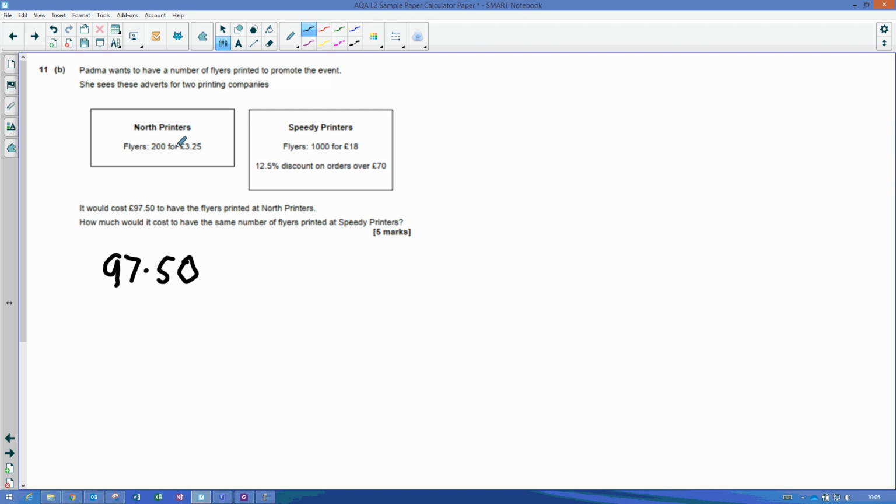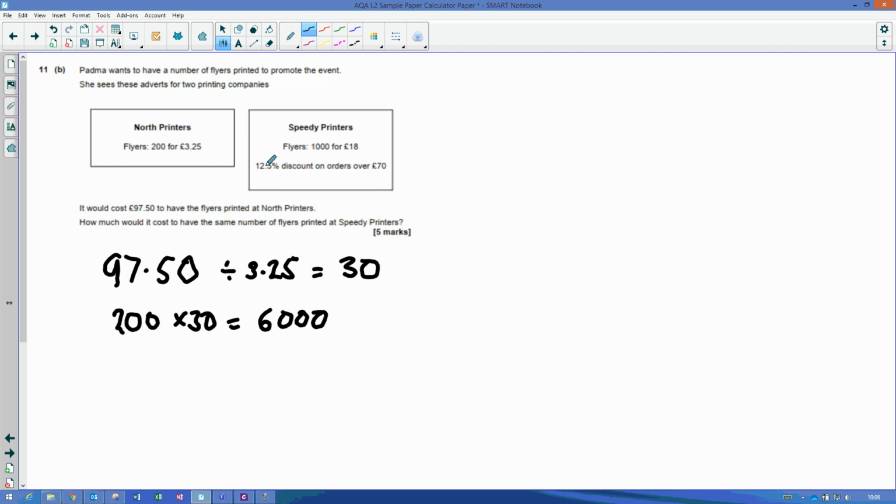Now, all we know is how much it costs for 200 flyers. So if we divide by 3.25, we get an answer of 30. I've done that on my calculator because that's not an easy sum to do without a calculator. This isn't 30 flyers, it's 30 lots of 200 flyers. So the number of flyers she's actually ordered is 200 times 30, which gives me 6,000. So now I know it's 6,000 flyers she's after.